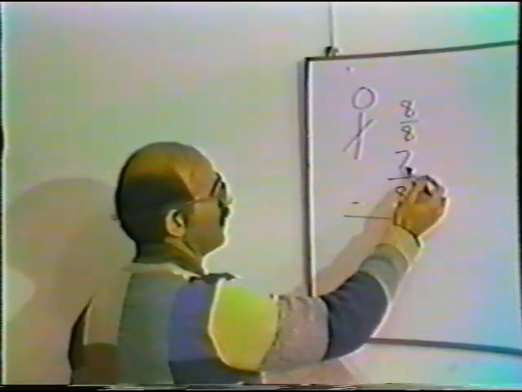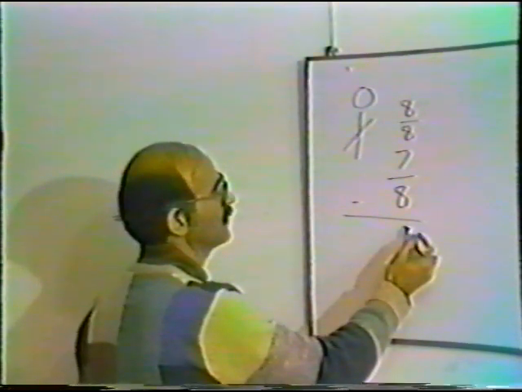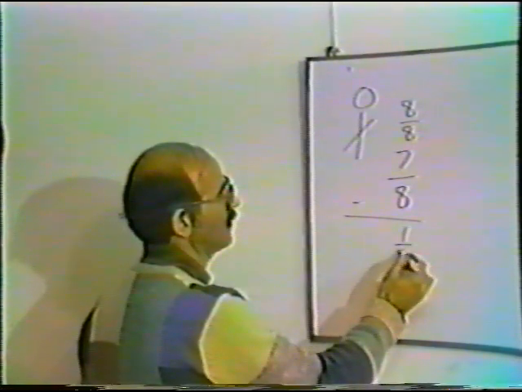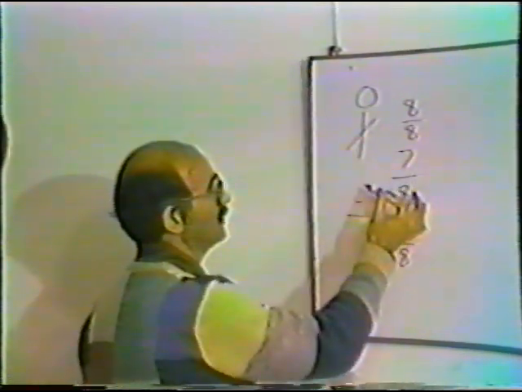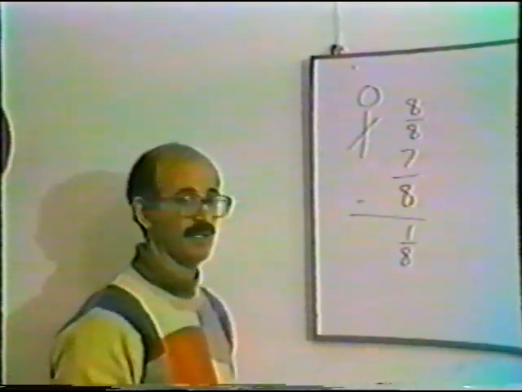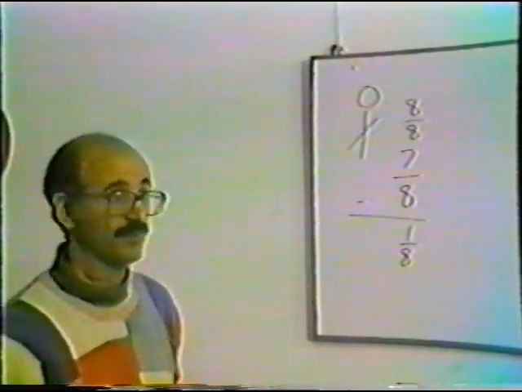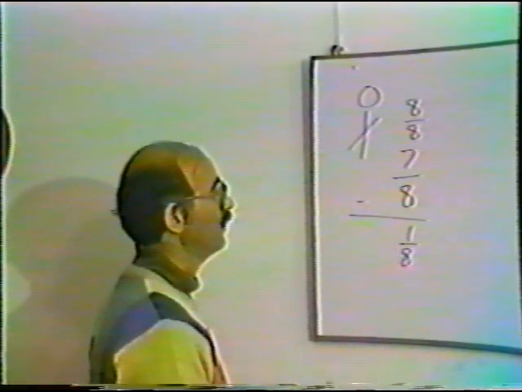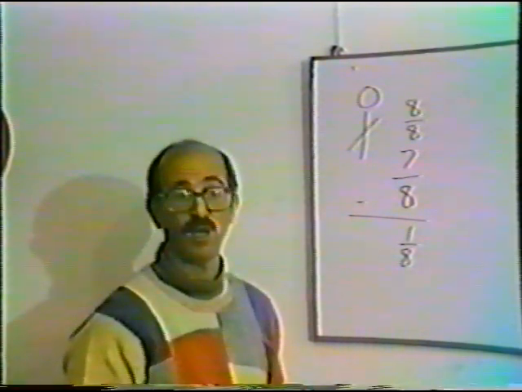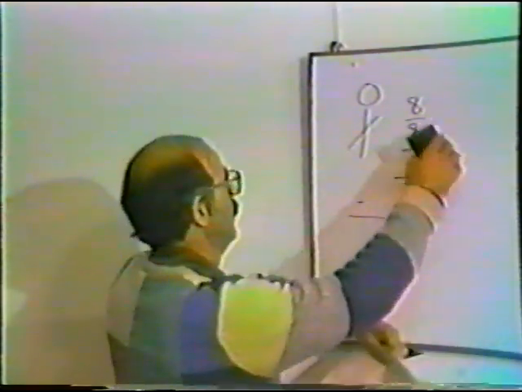8/8 take away 7/8 is 1/8. And 0 take away 0 is 0, which we do not have to write. So we have the answer of 1/8.